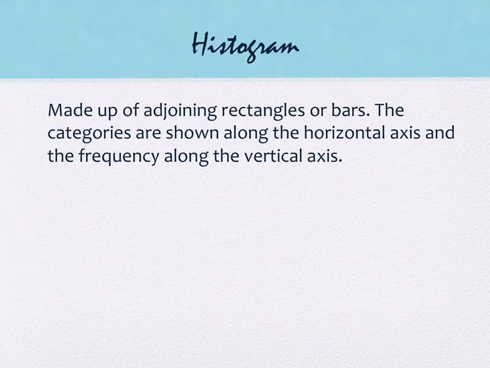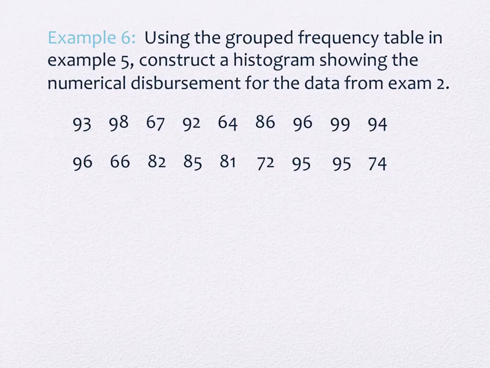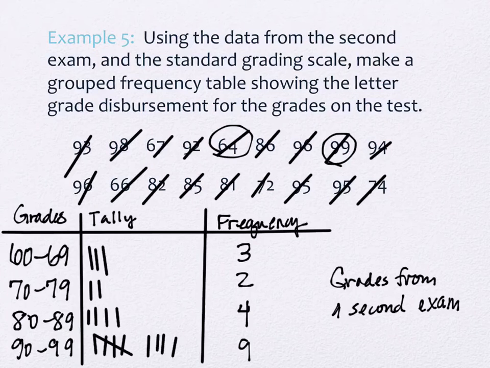So a histogram is made up of adjoining rectangles or bars. The categories are shown along the horizontal axis, and the frequency is shown along the vertical axis. And we're going to use the same set of data that we just used for our grouped frequency. So we're going to use that grouped frequency table to construct a histogram showing the numerical disbursement for the data. So the pieces that are important are the frequency and the grades.